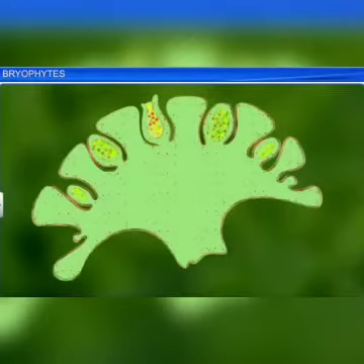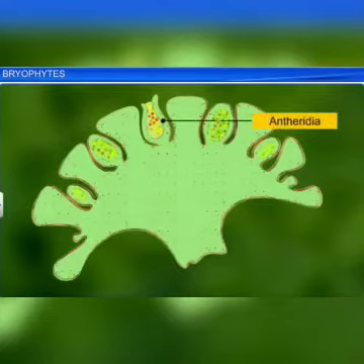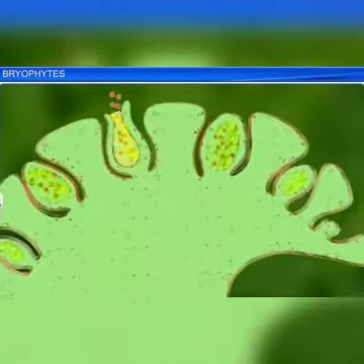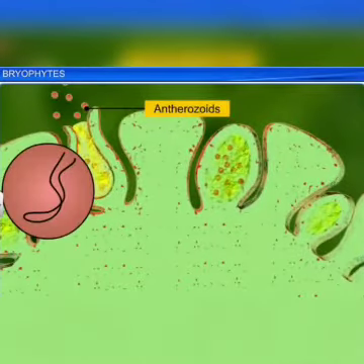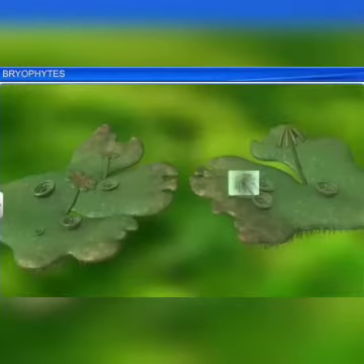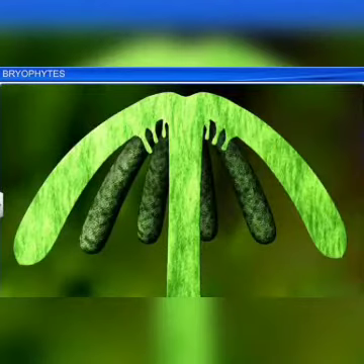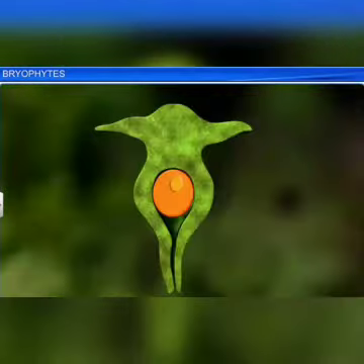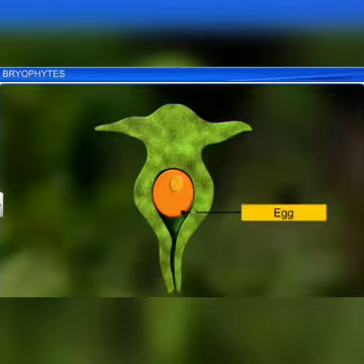The male sex organs are called the antheridia, and they produce biflagellate antherozoids. The female sex organs, called the archegonia, are flask-shaped and each produces a single egg.